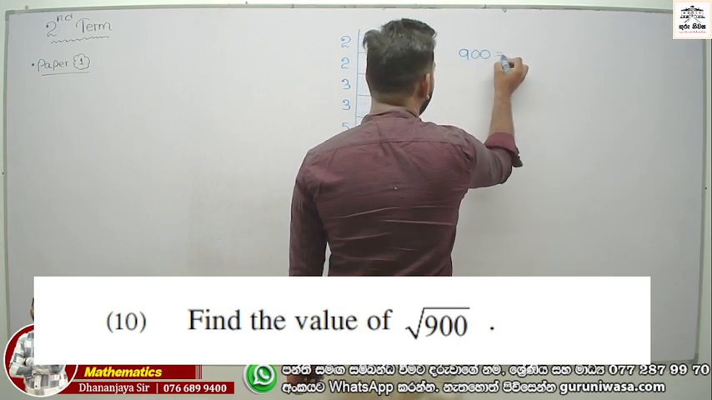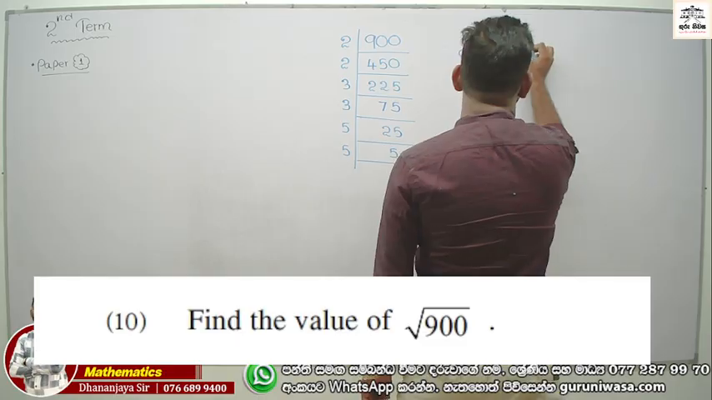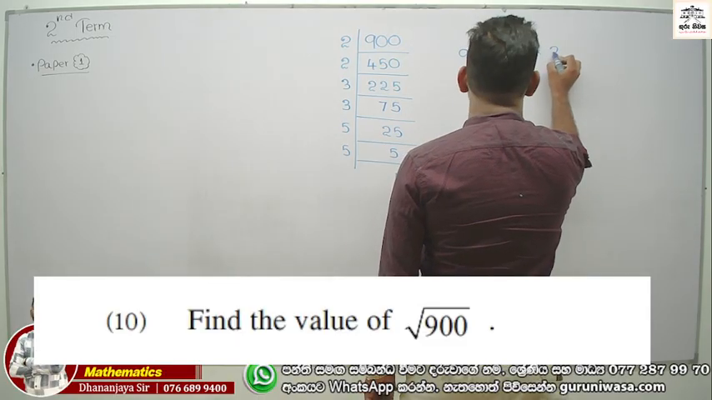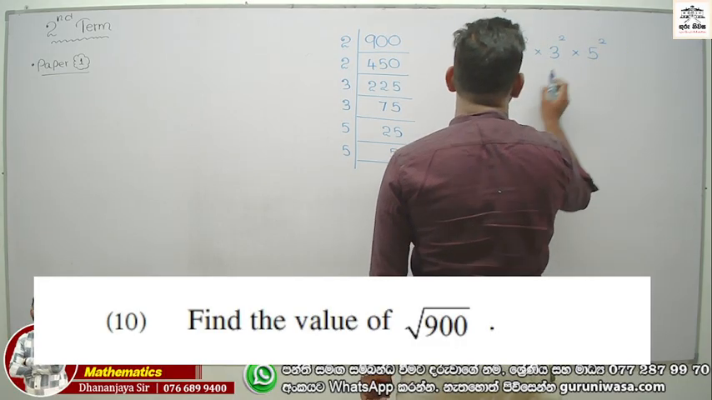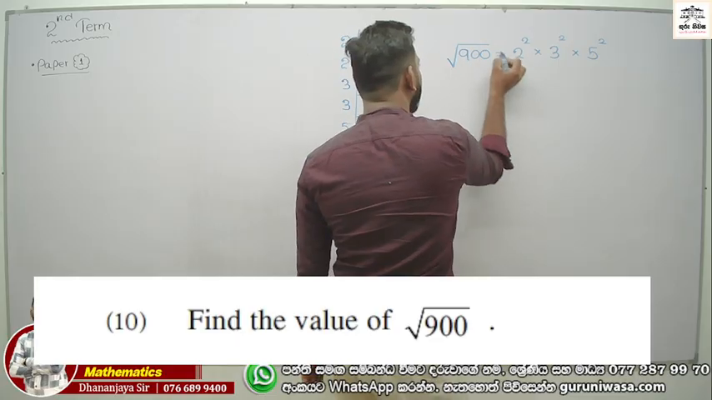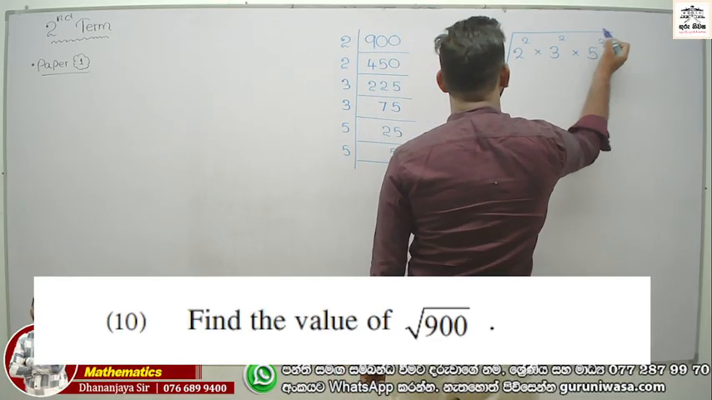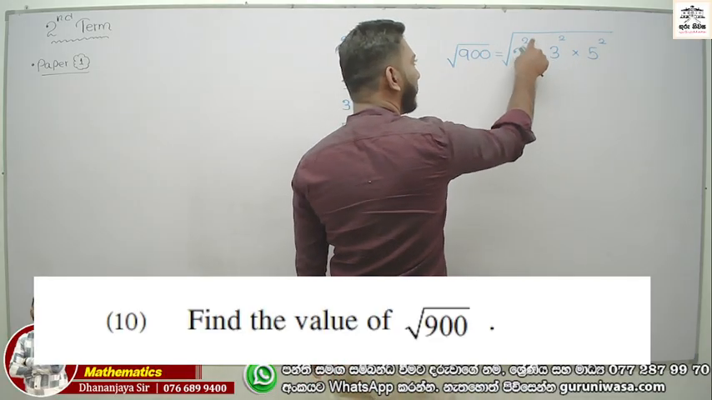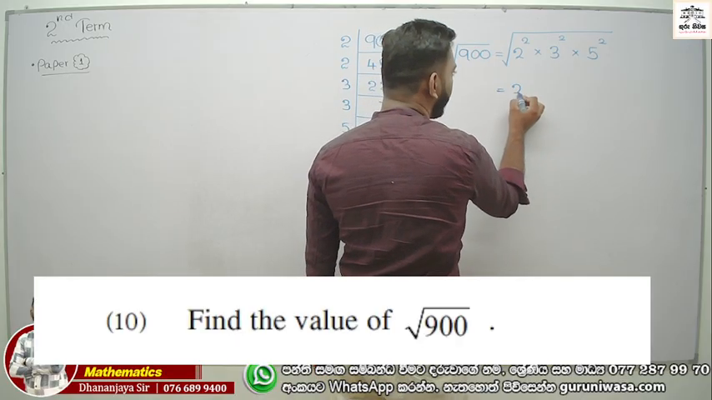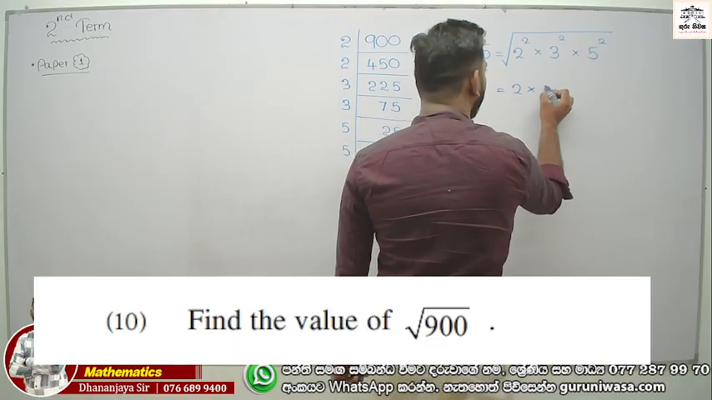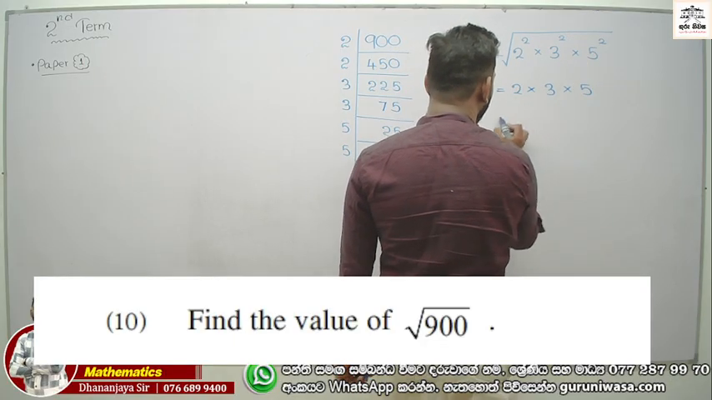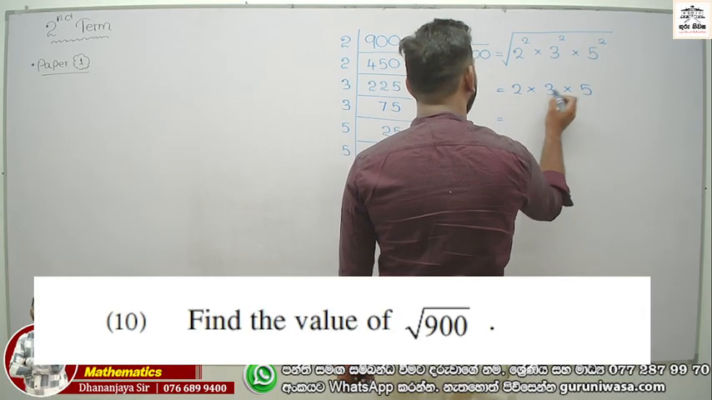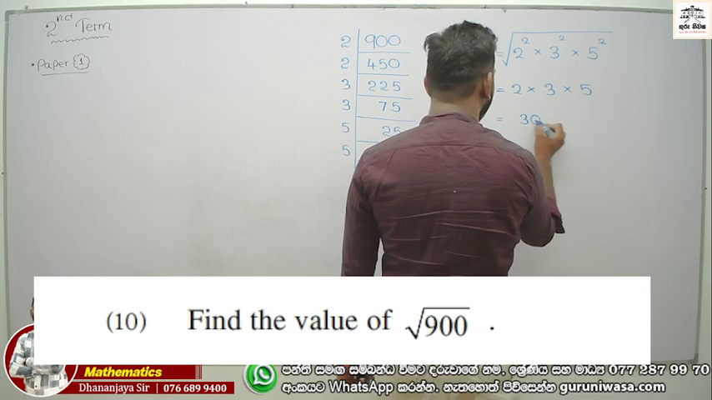900 is equal to 2 to the power of 2, 3 to the power of 2, 5 to the power of 2. Now apply the square roots. Now what is the answer? The square root of 2 to the power of 2 is just 2. 3 to the power of 2, therefore only 3. 5 to the power of 2 is only 5. Now 2 times 3, 6, 6 times 5. Then the answer is 30.